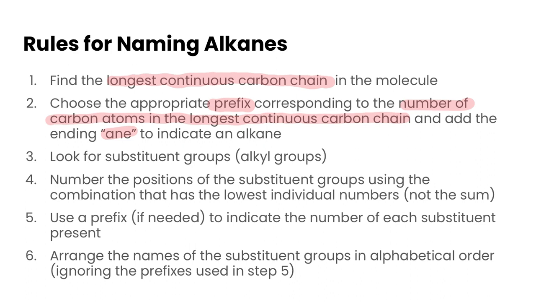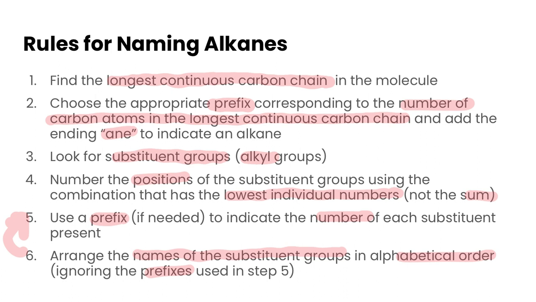Then we're going to look for substituent groups. So these are alkyl groups that are attached to the longest possible chain. We're going to number the positions of those substituent groups using a combination that has the lowest individual numbers. So it's not a sum, but it's really looking for that lowest possible combination of numbers. We're then going to use a prefix if needed to indicate the number of each substituent present, and then arrange the names of the substituent groups in alphabetical order. And that ignores prefixes we use in step 5.